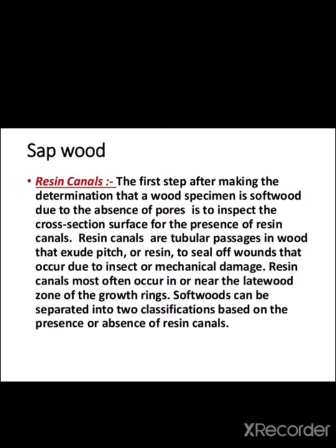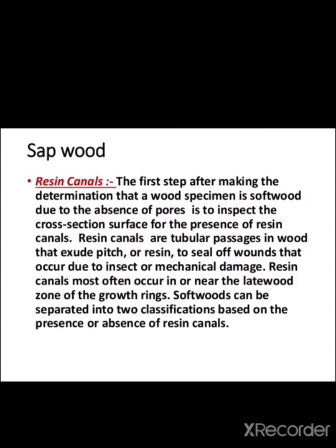Resin canals. The first step after determining that a wood species is a softwood, due to the absence of pores, is to inspect the cross-section surface for the presence of resin canals. Resin canals are tubular passages in wood that exude pitch or resin to seal wounds that occur due to insects or mechanical damage. Resin canals most often occur near the latewood zone of the growth rings.